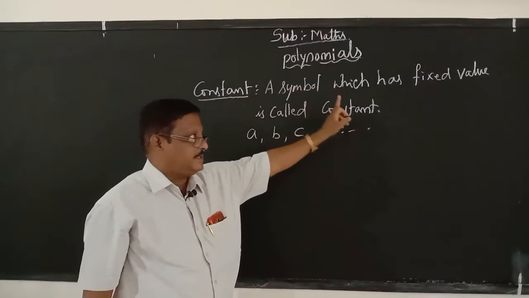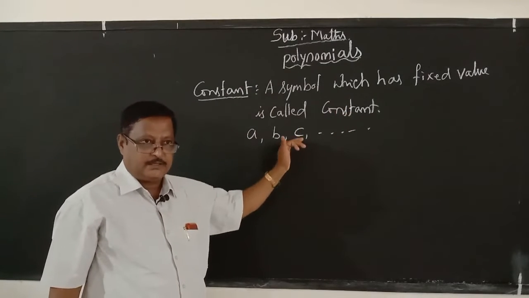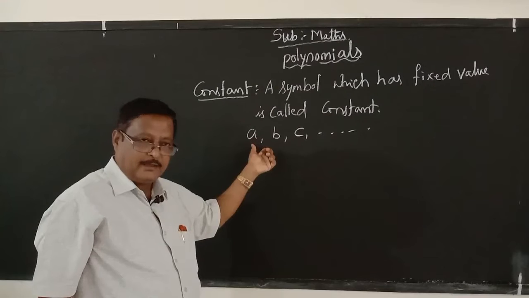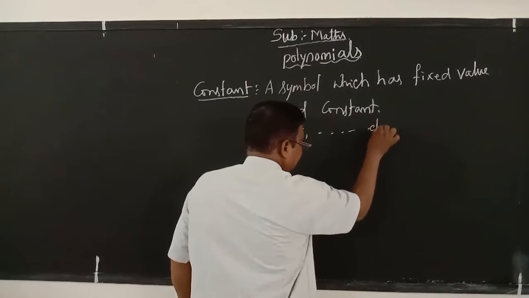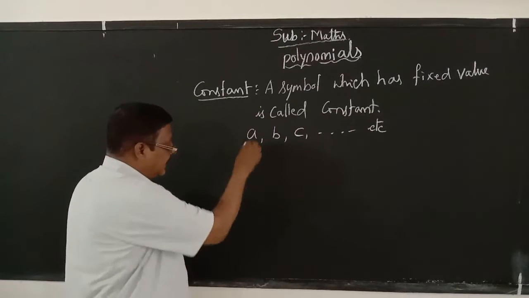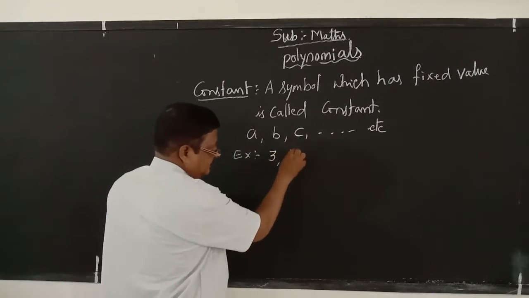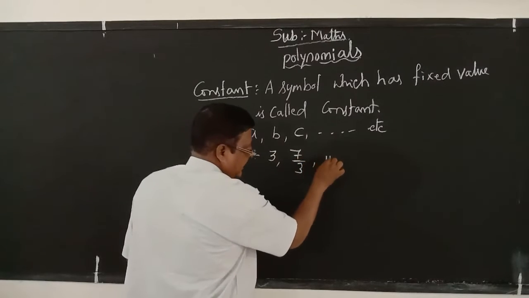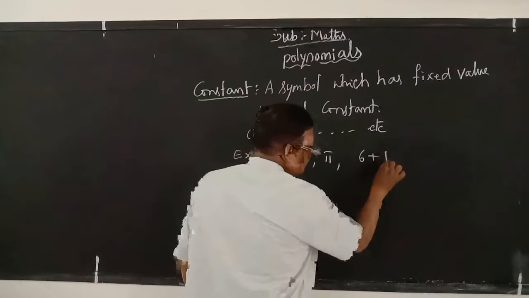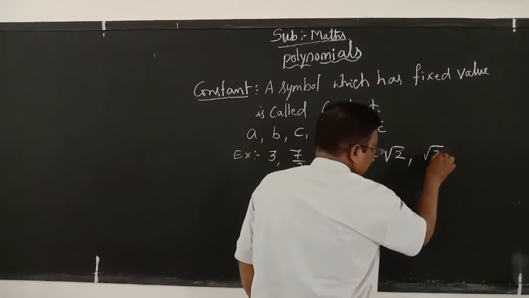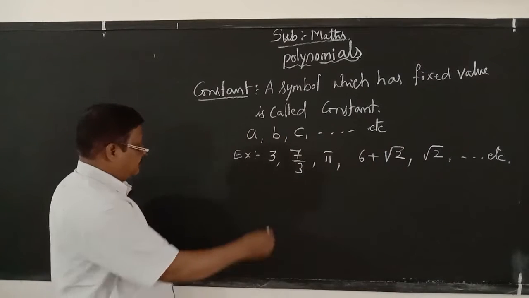Constant: a symbol which has a fixed value is called a constant. Constants are denoted by small alphabets like a, b, c, etc. Examples for constants: 3, 7/3, pi, 6 plus √2, etc. Next term is variable.